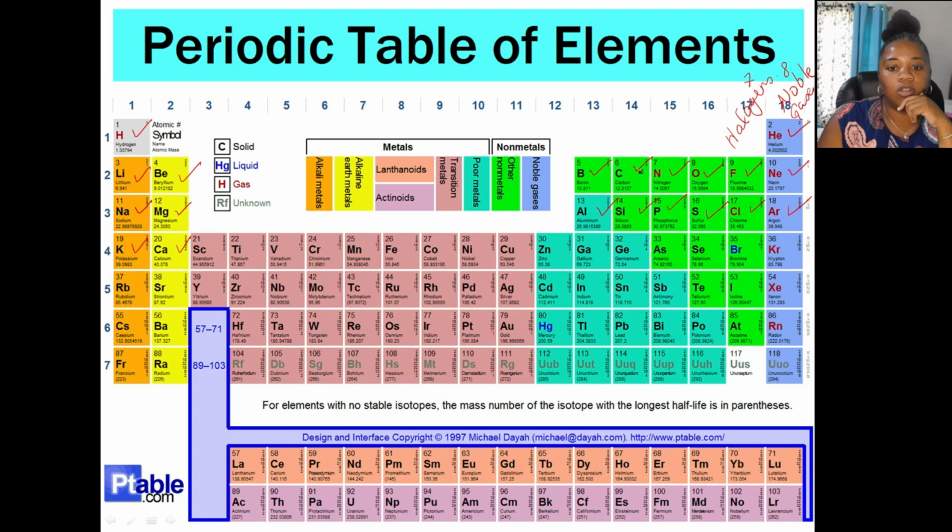Everything over from carbon is non-metals, except those in the blue, which are referred to as metalloids, which have some type of metallic character once they become doped, and that's a whole different story again. You're probably going to learn that in electricity when I get there. And then we have these, the group 1 alkali metals.